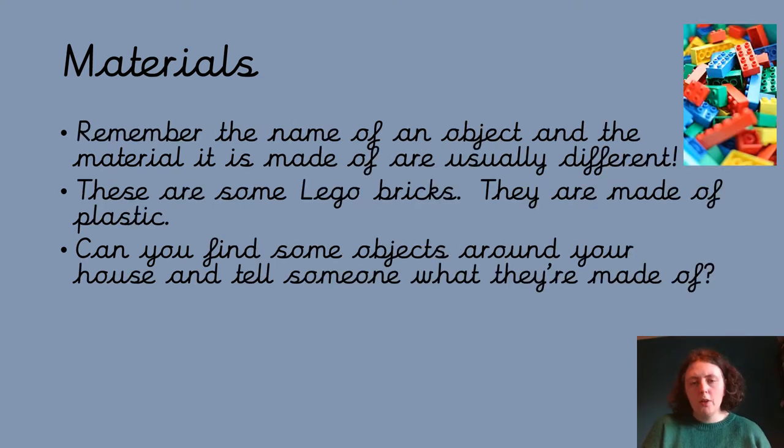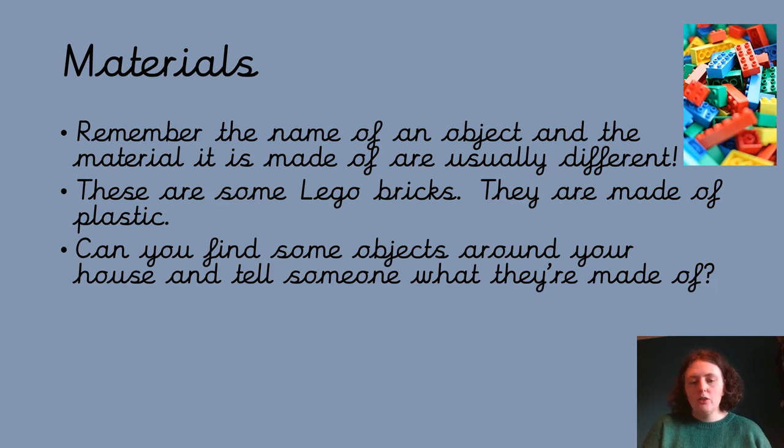So remember, sometimes we do use the name of the material to be the name of the object as well, like a glass that you might drink out of. But most of the time, the name of the object and its material are different. So for example, in the picture on the slide, you can see that these are some Lego bricks. And they are called Lego, but they are made of plastic.